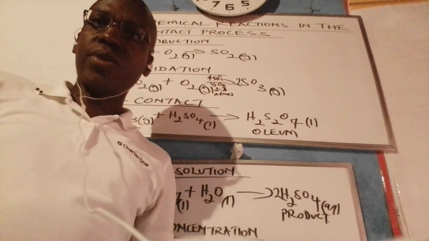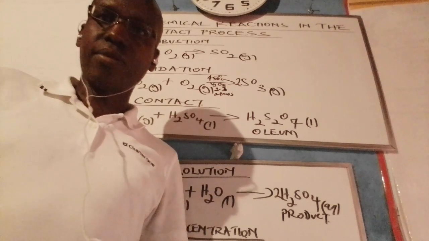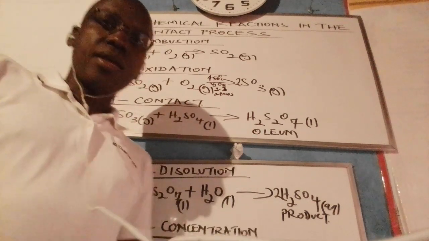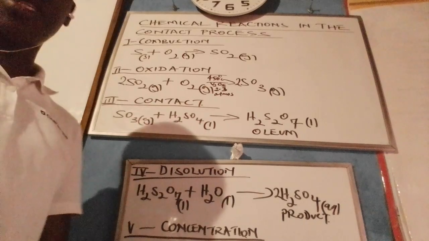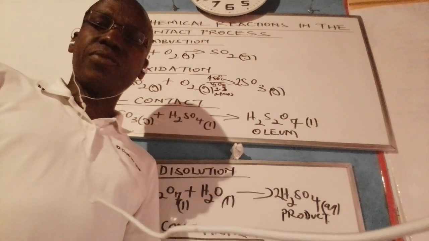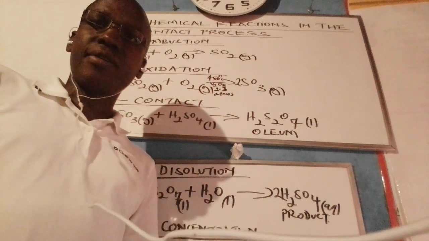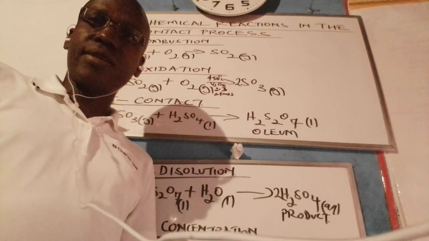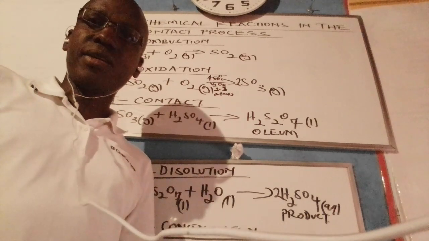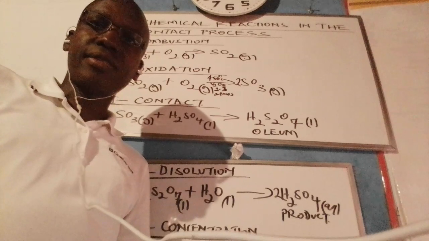Hello, in this session we look at the main chemical reactions in the contact process. Welcome. The contact process, as initially stated, is the process for the large-scale manufacture of sulfuric acid. And we were able to see that the main raw materials for the contact process include sulfur, air, which provides oxygen, water, which is a solvent, and conc sulfuric acid, which is a contact agent.